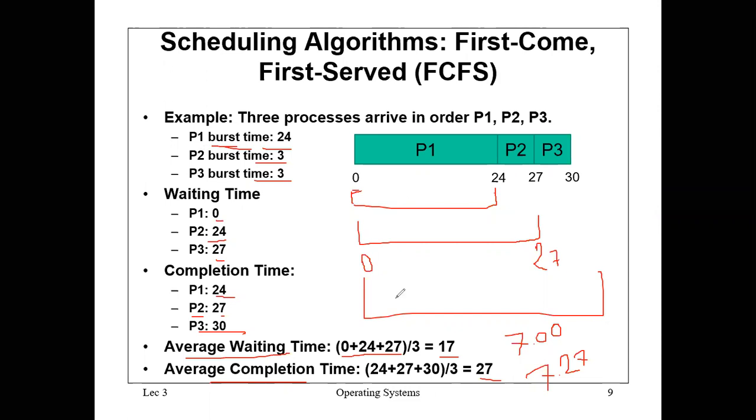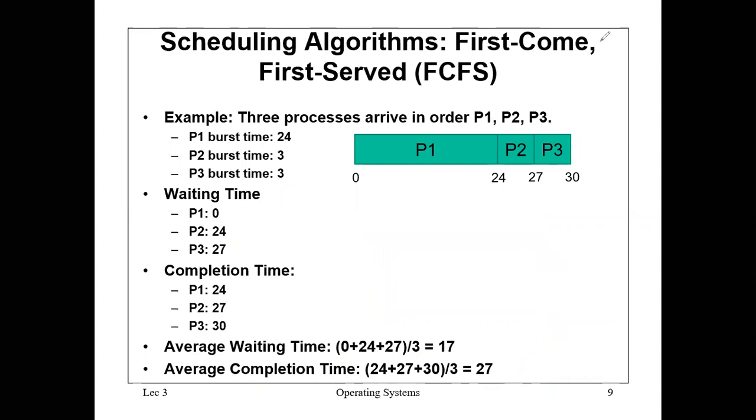What we do is find these parameters, add them up, and then calculate the average waiting time. We divide it by 3 because there are 3 processes, P1, P2, P3. If there were 4 processes, we would divide by 4, and so on. Now, we will see another example of the same kind.